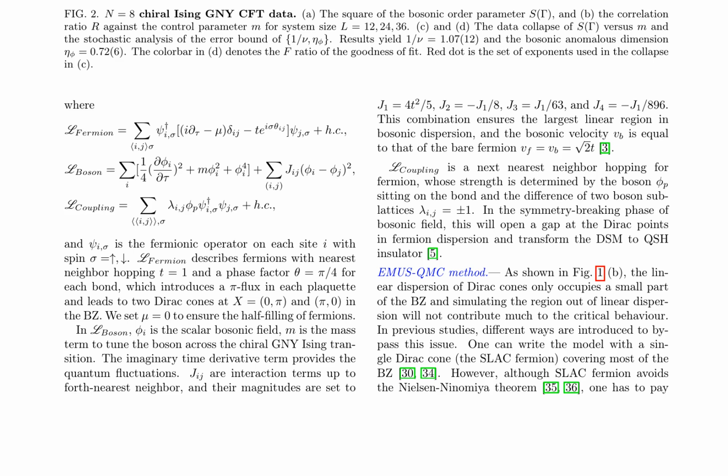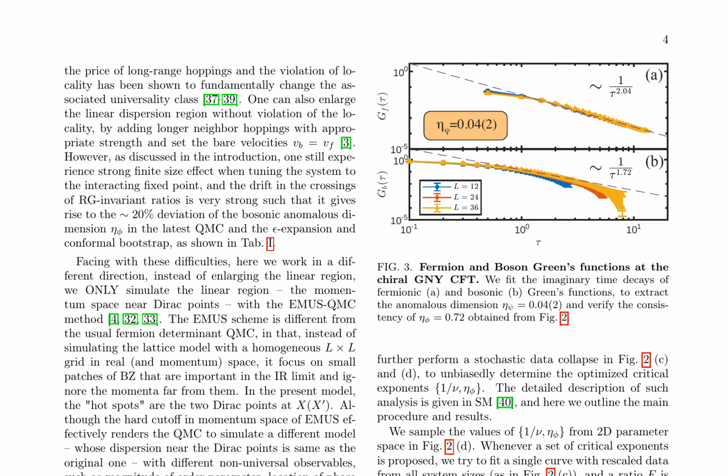The results of the simulation are presented in Figure 2, which shows the square of the bosonic order parameter, S, gamma, and the correlation ratio, R, as functions of the control parameter, m, for different system sizes, L. The data collapse of S, gamma, and R is performed to extract the critical exponents, 1/nu and eta. The authors obtain 1/nu equals 1.07(12), and eta equals 0.72(6), which are consistent with previous studies.